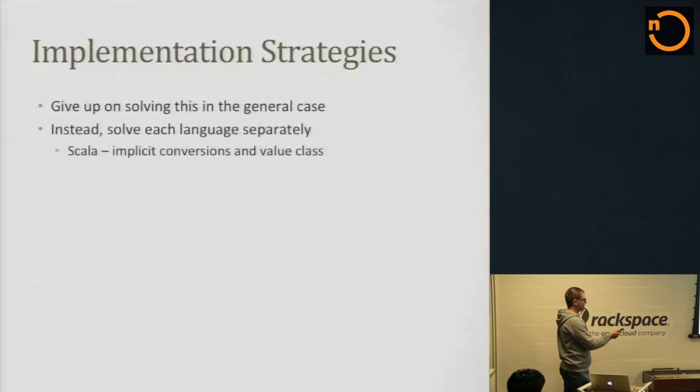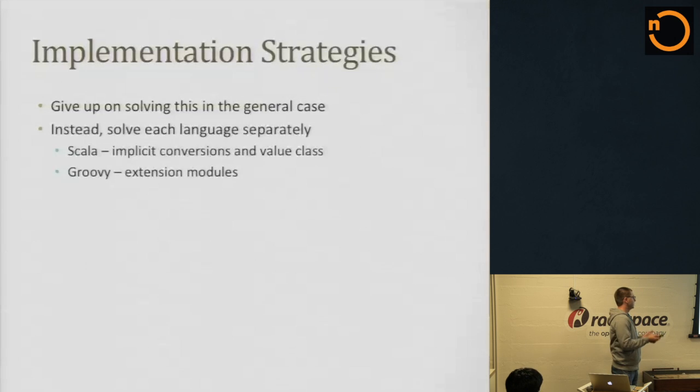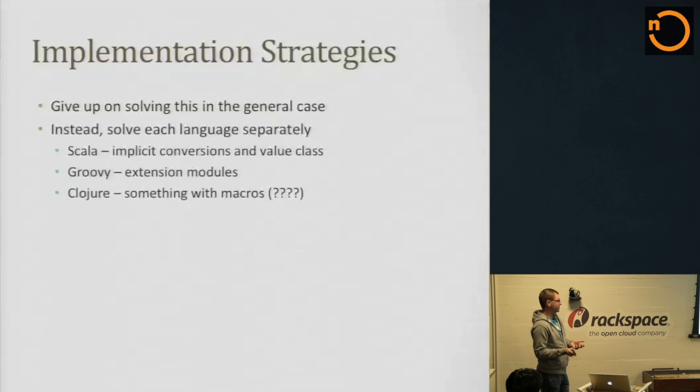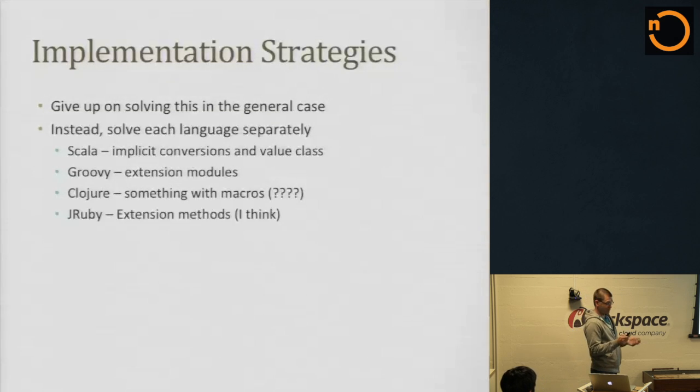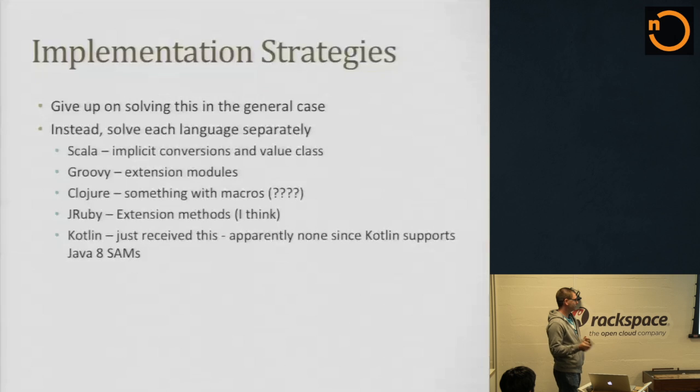And what this means is, like we already saw, Scala uses implicit conversions and value classes to support Scala. Groovy, as of 2.0, supports extension modules. As of 2.1, I believe they support SAMs, which work really nicely. Clojure, something with macros. I'm not a Clojure expert, but we have somebody on our team who is and is contributing. I think there's an open pull request right now dealing with macros and Clojure support. That seems like the right thing to do, not knowing anything about Clojure. JRuby, this works now too. Extension methods, I think. I'm not sure on this one either.